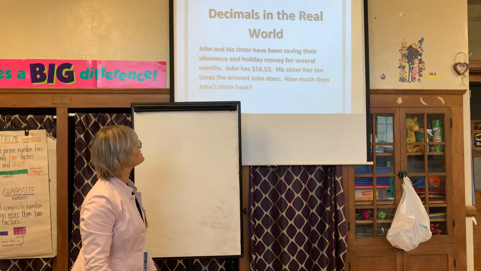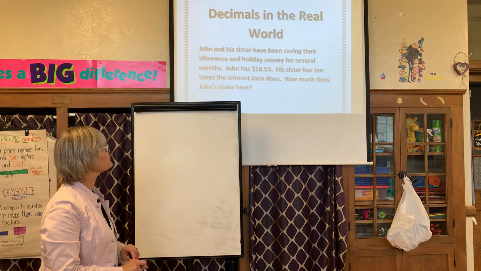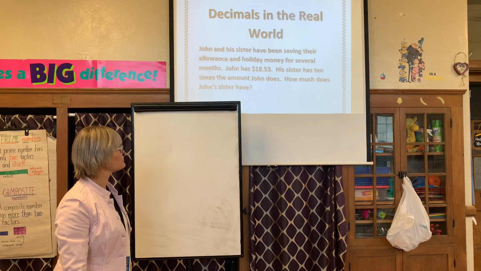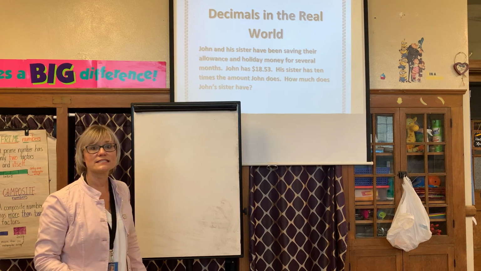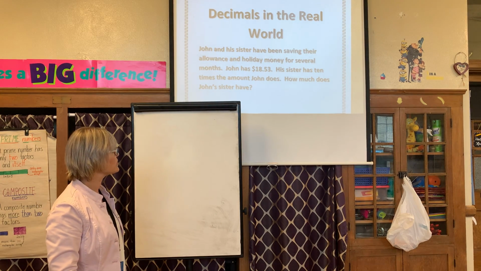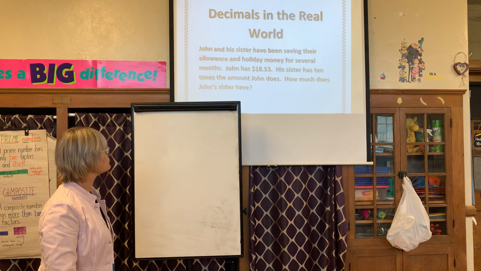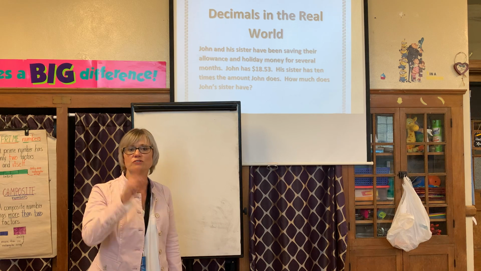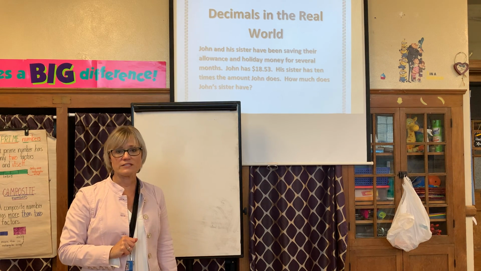John and his sister have been saving their allowance and holiday money for several months. John has $18.53. His sister has 10 times the amount John does. How much does John's sister have? Now, I just read that story problem to you. I should have mentioned, you need to have a piece of paper.